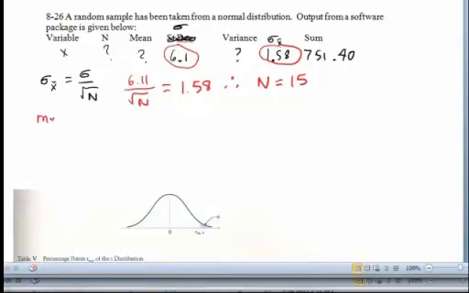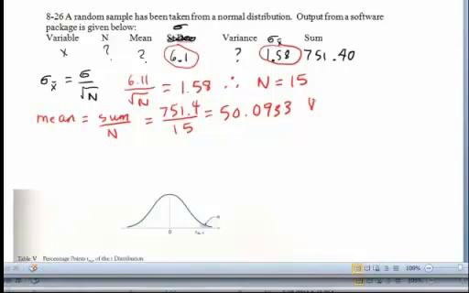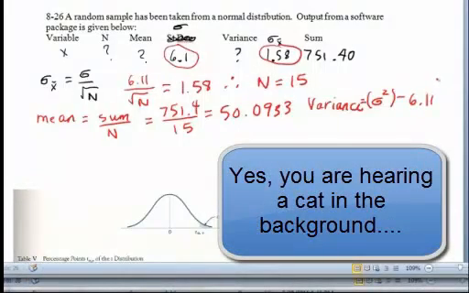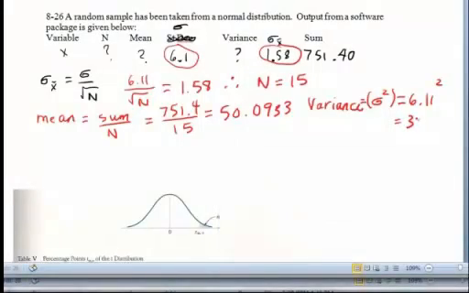Now the mean is just going to be equal to the sum over n. So that's 751.4 over 15, and that's equal to 50.0933. And the variance is just sigma squared, and that's 6.11 squared, which is 37.3321.